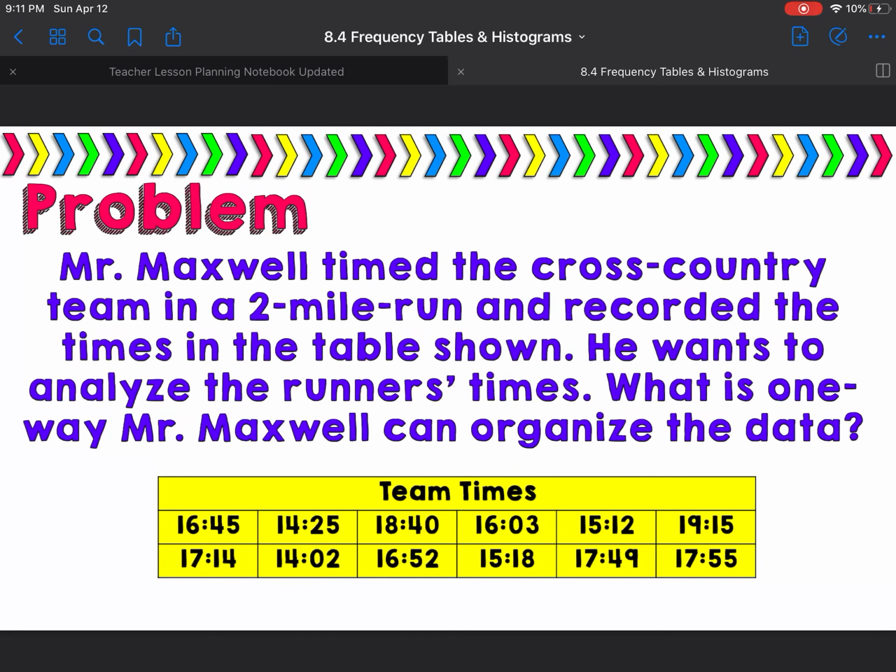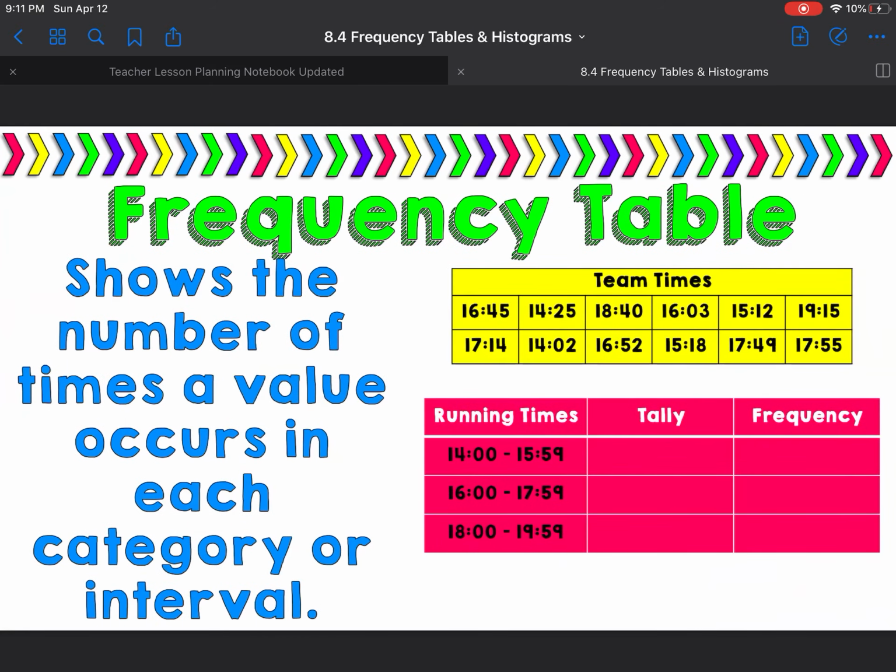It says Mr. Maxwell timed the cross-country team in a 2-mile run and recorded the times in the table shown. He wants to analyze the runner's time. What is one way Mr. Maxwell can organize the data? Well, actually, to solve this problem, we're going to discuss two different ways that Mr. Maxwell can analyze this data.